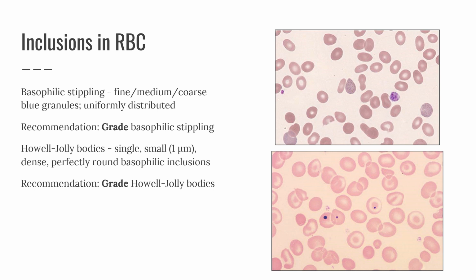For inclusions in RBCs, basophilic stippling are fine, medium, or coarse blue granules uniformly distributed in the RBC cytoplasm. These are due to abnormally aggregated ribosomes. Howell-Jolly bodies, on the other hand, are single, small, dense, and perfectly round basophilic inclusions, and these are fragments of your nuclear material or DNA.